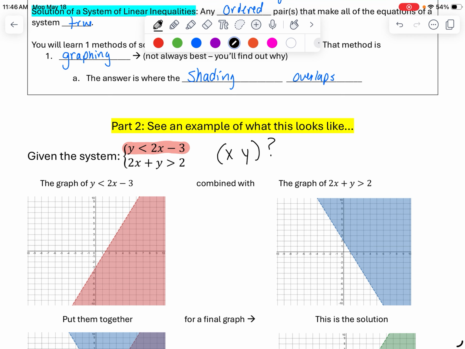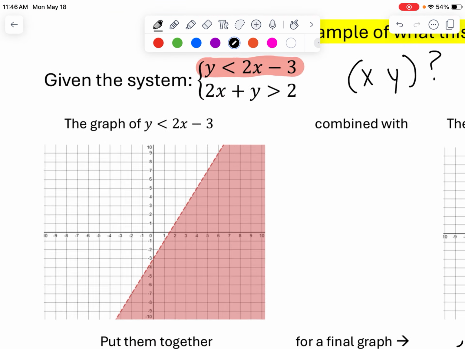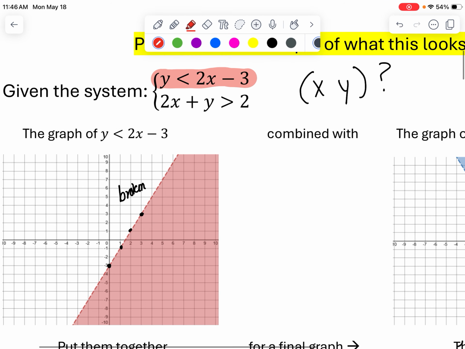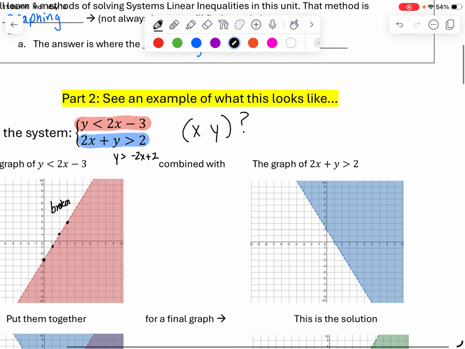So we graph it. The first one we graph is the red one. We go down to -3, up 2 over 1, up 2 over 1, up 2 over 1. It's a broken line, and we shade. Then the next one, I think is blue. We solve it for y, so we get y greater than -2x plus 2. Let's see, we go to 2, and it goes down 2 over 1, down 2 over 1. And again, we use another broken line because it's not equal to.